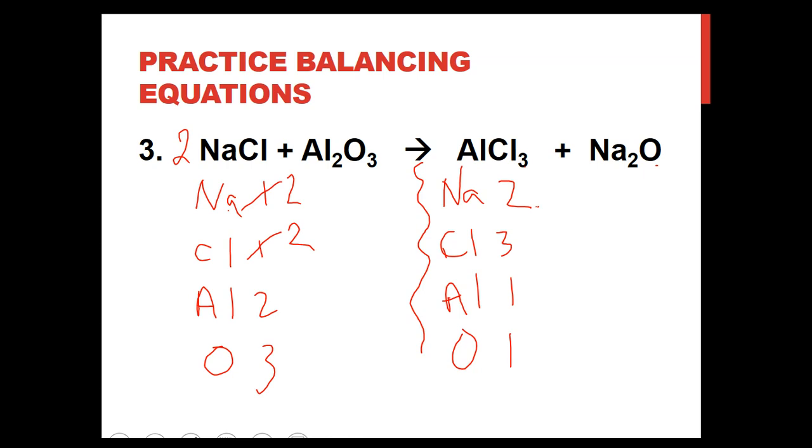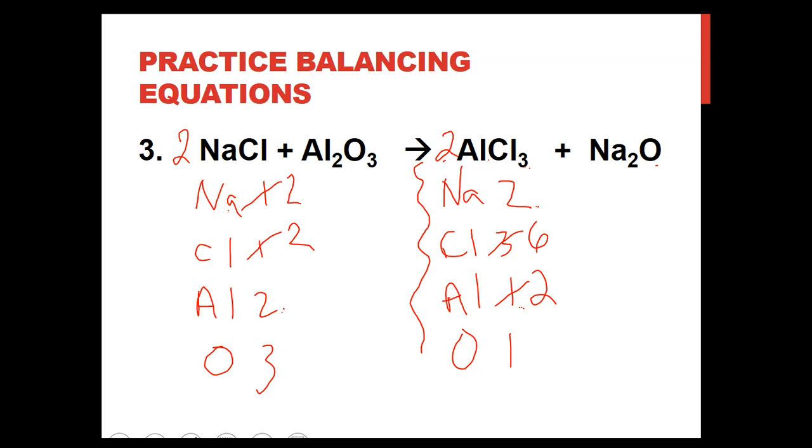A lot of this is just back and forth, trial and error. Okay, the next step is, let's change our Als. Okay, I have 2 on the left. I need to have 2 on the right. So I can put a 2 here because 2 times 1 is 2. So I have 2 Als, but how many Cls do I have? 2 times 3, I have 6 Cls.